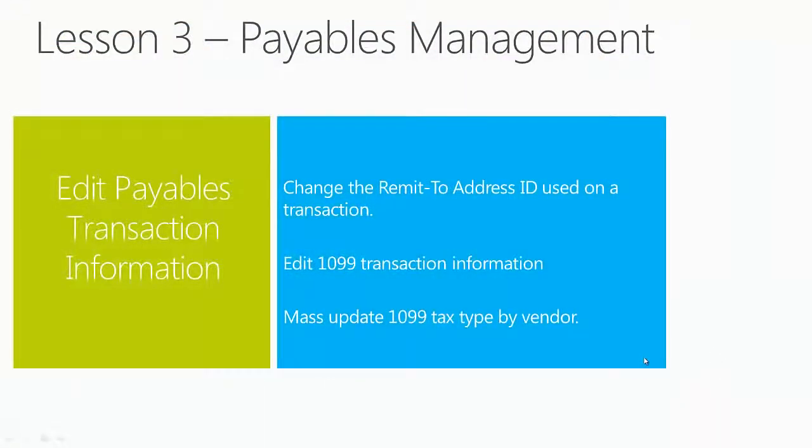Lesson 3 for Payables Management. In this lesson, we will look at the new functionality that will allow you to edit Payables transaction information. The first is the ability to change the remit to address ID used on a transaction up until it has been paid out. Second is the ability to edit 1099 information at the transaction level. Third is a utility that will allow you to mass update the tax type on the vendor as a whole. Let's go ahead and look at this new functionality in Microsoft Dynamics GP 2013.